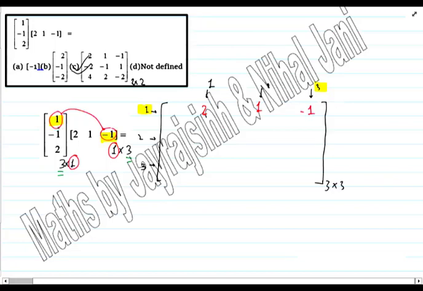Similarly, for the next row, we have to multiply minus 1 with the 2. So we get minus 2. Minus 1 into 1 gives us minus 1. Minus 1 into minus 1 will give us 1. Okay, and the last row is obtained by 2 into 2, 4, 2 into 1, 2, and 2 into minus 1, minus 2. Ta-da! Which is exactly as the C. So option C is the correct answer.